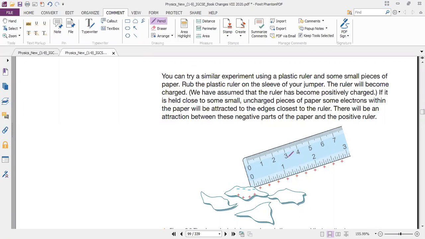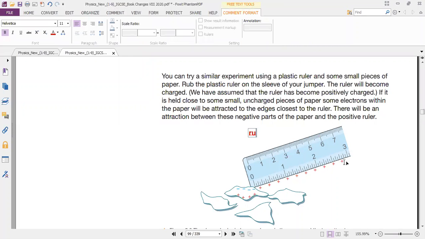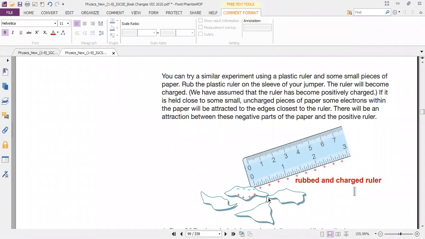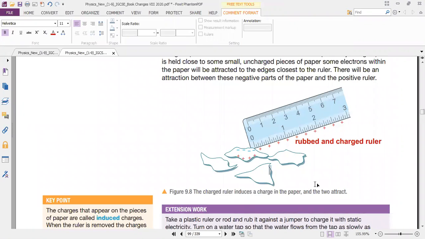Now this ruler is charged. Now there are some small pieces of paper, and if you bring the charged ruler, this is a rubbed and charged ruler, I can write it here so that you can understand, rubbed and charged ruler. All right. If you bring it closer to some small pieces of paper, these small pieces of paper are neutral.